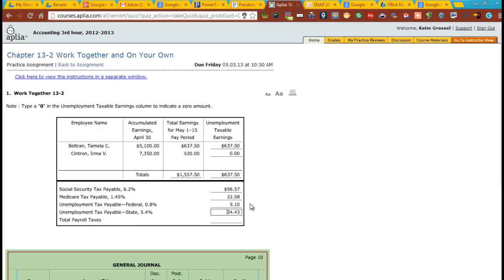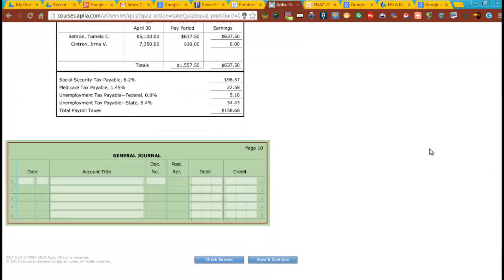Now, what we need to do is add up and give us our total payroll taxes. I got 158.68. Oh, yay! Now, 158.68 is the amount of taxes an employer has to pay because we have employees. Okay? We have an expense account related to that, and that's going to be payroll taxes expense. These are taxes we have to pay because we pay payroll, which is why it's called payroll taxes expense.